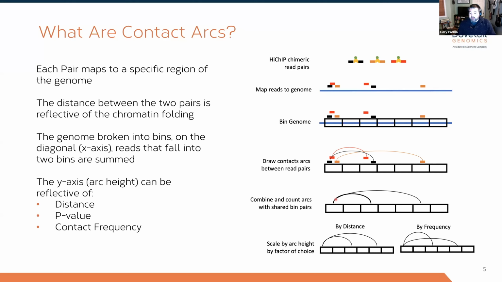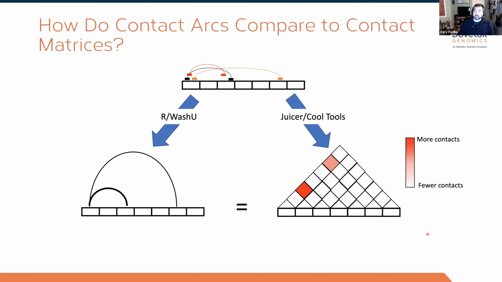And then once we have the interactions between 2 bins and the counts that occur between those 2 interactions, then we can just go ahead and scale the arc height by either distance or by contact frequency. How many counts do you see that connect any two bins? That's great. So how does this compare to a contact matrix?